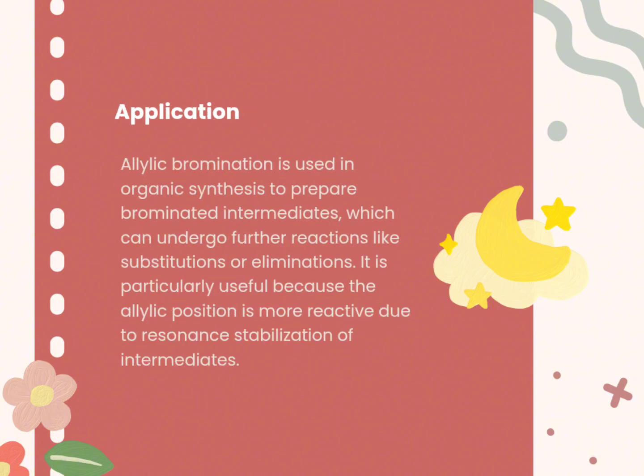So where do we apply allylic bromination? Allylic bromination is used in organic synthesis to prepare brominated intermediates, which can undergo further reactions like substitutions or eliminations. It is particularly useful because the allylic position is more reactive due to resonance stabilization of intermediates.